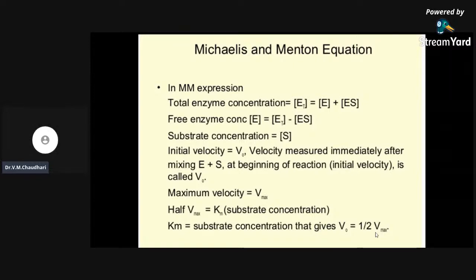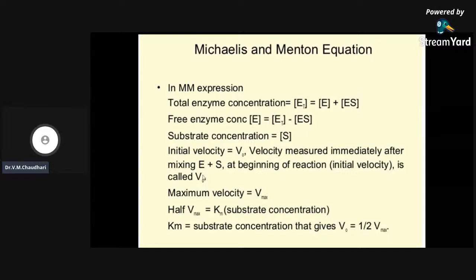So I will again repeat all the terms. ET is the concentration of total enzyme. Concentration of total enzyme is given by the equation ET equal to E plus ES. Concentration of free enzyme is given by the E. It is given as the ET minus ES. Substrate concentration is denoted by the square bracket substrate. Initial velocity is denoted by the term V0. That is the velocity, beginning velocity where enzyme reacts with the substrate.